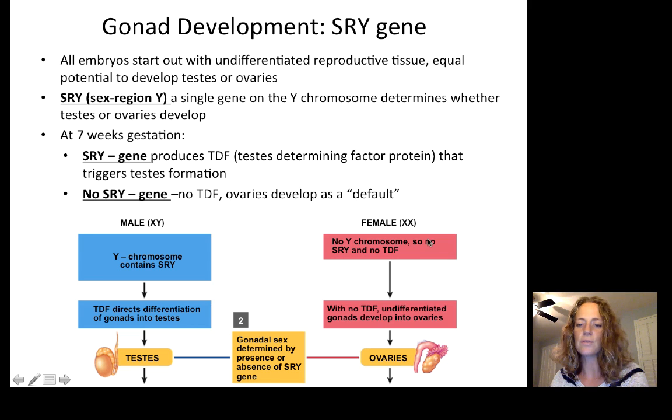If none of that is true, if it is a female or XX genetic female, there's no Y chromosome, so there's no SRY gene and no TDF produced, and undifferentiated gonads will simply develop into ovaries. So if there are no signals, ovaries will develop. What's interesting about that is if something goes wrong with the SRY and the TDF, what the developing embryo sees is, no signals, we're going to develop into a female, ovaries.